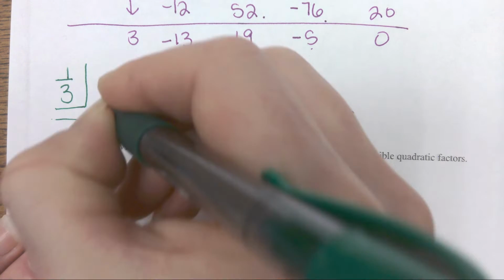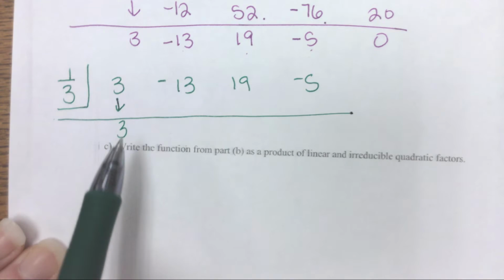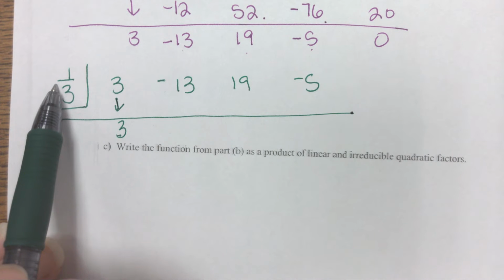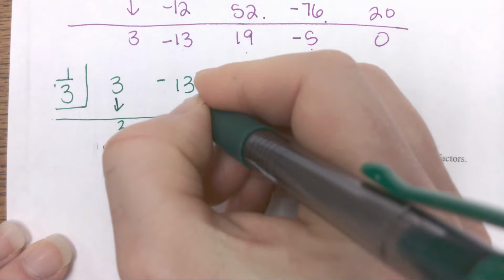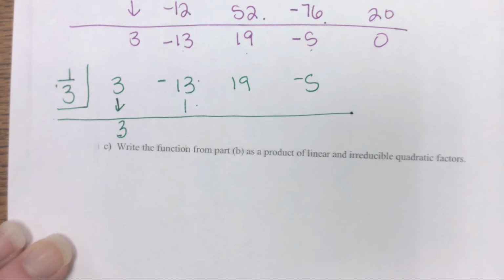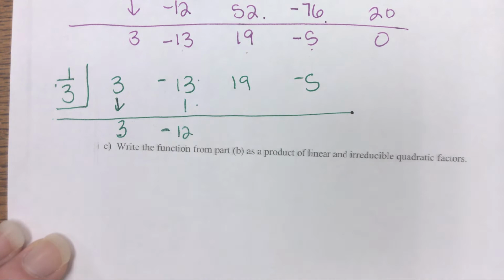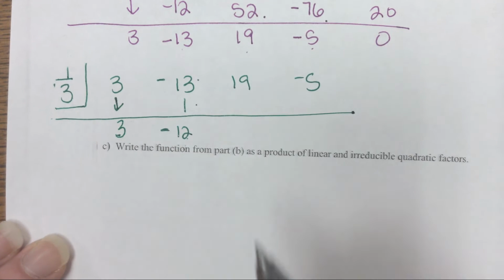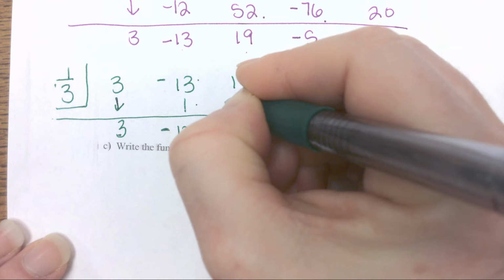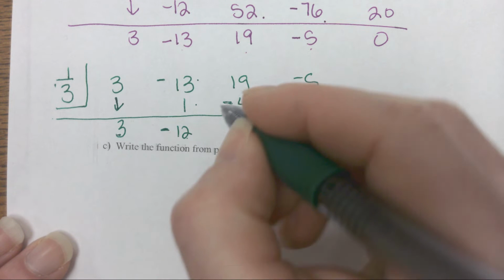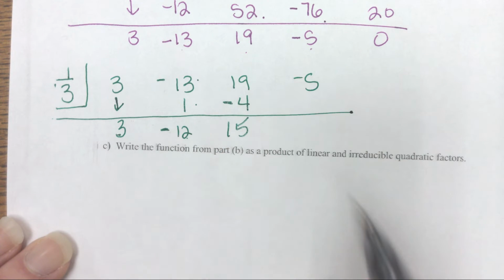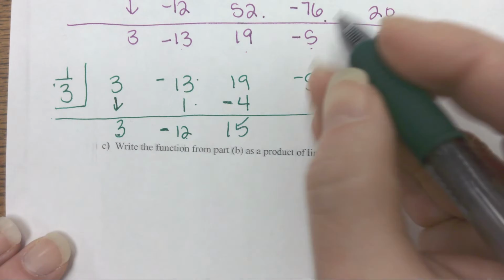All right. Cool. Easy so far. What's 3 times 1/3? 1. Negative 13 plus 1 is negative 12. Negative 12 times 1/3 is, and it's going to be a negative 4. Good so far. 19 plus negative 4 is 15. Phew. 15 times 1/3 is 5.